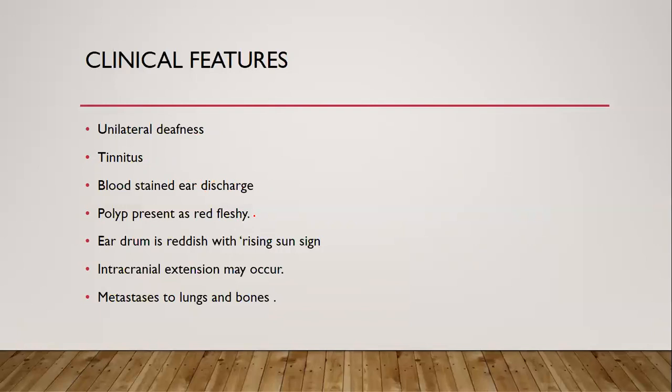blood-stained ear discharge, and a polyp presenting as red flesh in appearance. The eardrum shows the rising sun sign. Then intracranial extensions may occur. In the late stage of glomus tumor, there will be involvement of intracranial symptoms or extension. Then metastasis to lung and bone in the later stage.